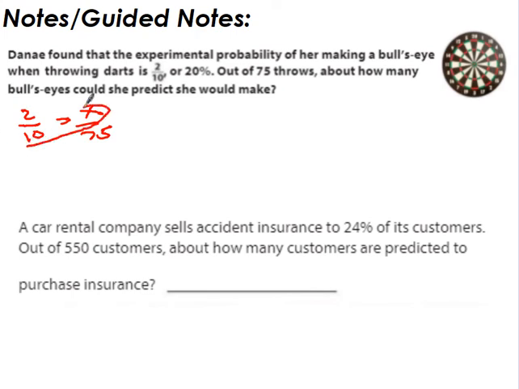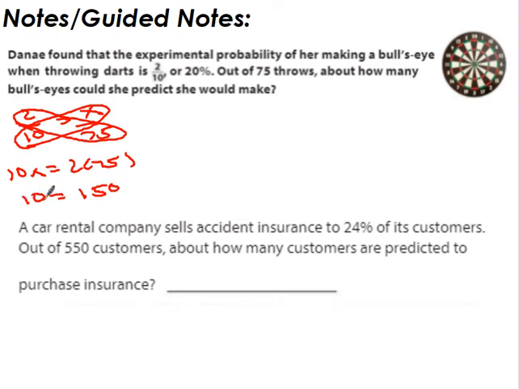I would do my cross products. That's 10x. 2 times 75 is 150, equals 10x. Divided by 10, I get x equals 15. So we can predict 15 times. That is one way to do this, and that's the way that we've done a lot this year.